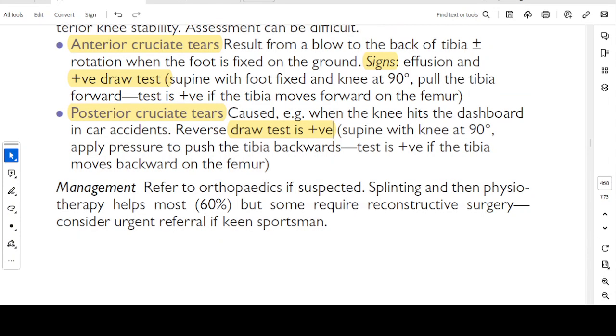So anterior cruciate ligament tears are more common as sports injuries, and posterior cruciate tears are only seen in car accidents and dashboard injuries. Management: refer to orthopedics if suspected, and splinting and then physiotherapy helps most cases, 60%, but some require reconstructive surgery. Consider urgent referral if keen sportsman.